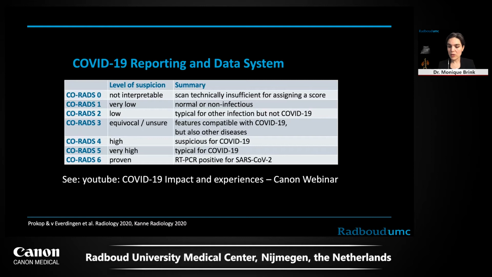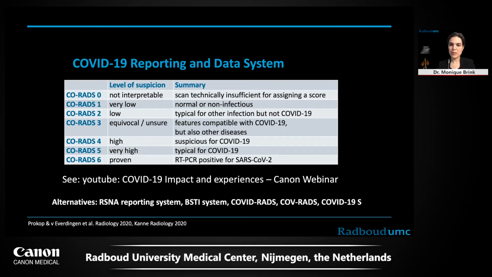Which is not unique, as there are other classification schemes with the same goal, including the RSNA reporting system and the system of the British Society of Thoracic Imaging, which all give likelihoods of presence of COVID-19 based on imaging features alone, and they're all validated to the same extent. And are all used widely, not only in the Netherlands or in the USA, but also in other countries.